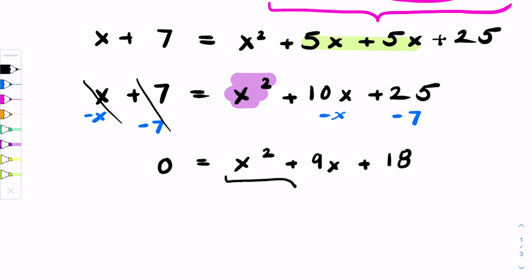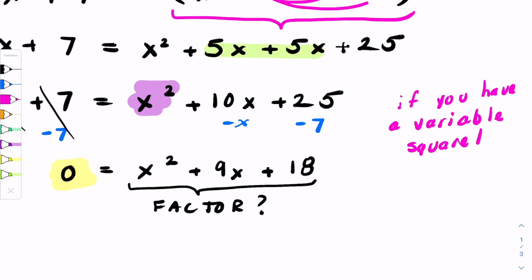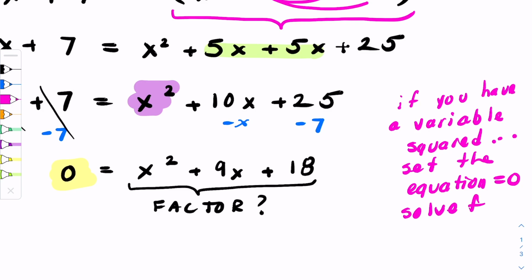And at this point, you can factor, or use the quadratic formula, either way, because this is equal to 0. So I'll write a little note off to the side. If you have a squared term, or have a variable squared, set the equation equal to 0. And solve for x. Solving for x means you will need to factor.